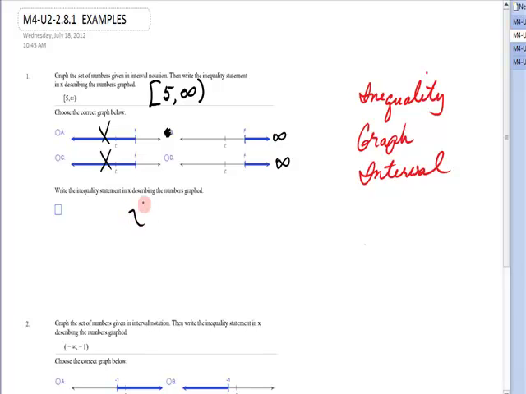Now, write an inequality. The inequality always starts with the variable x. Now, because it's going to the right, it's going to be greater than. Because it has a bracket, it's going to be greater than or equal to, and then here's your number, 5. This one would be simply x is greater than 5. This one greater than or equal to. All right, you will find these symbols in your tool palette.